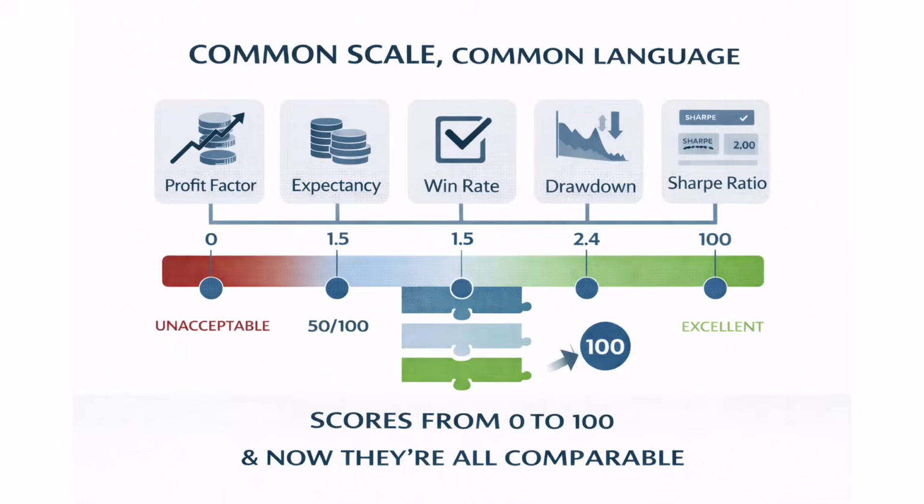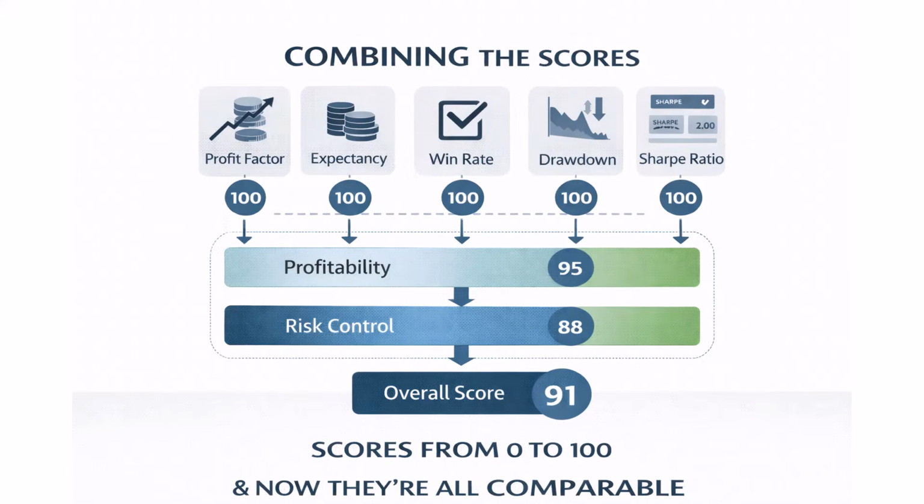And once you do this for every metric, like profit factor, expectancy, win rate, drawdown and so on, then all of them end up speaking the same language. They all become scores from 0 to 100, where higher always means better. And that's what makes everything that follows possible, because we're no longer combining apples and oranges, but we're combining comparable scores. And once everything is on the same scale, we can start structuring and combining them in a meaningful way. Now that every metric is converted into a 0 to 100 score, the next step is to combine them.